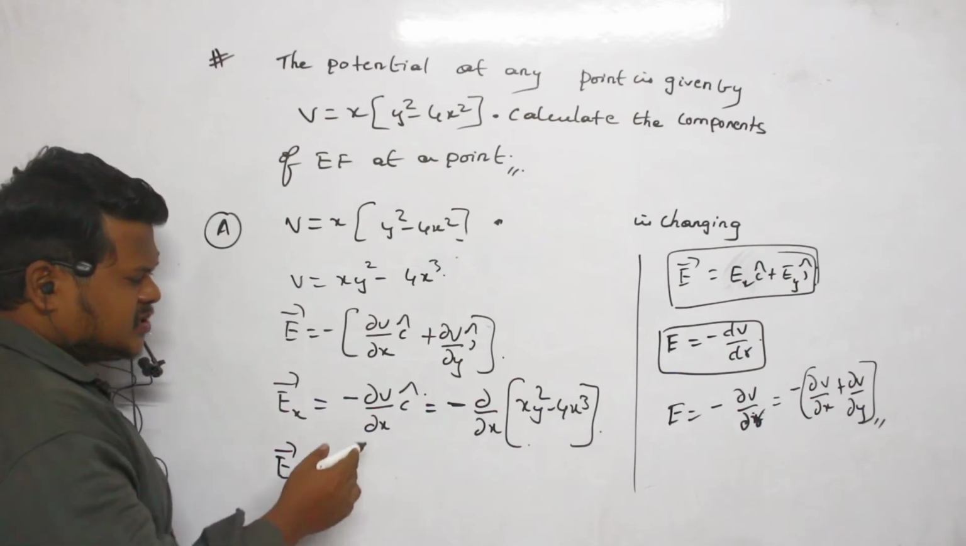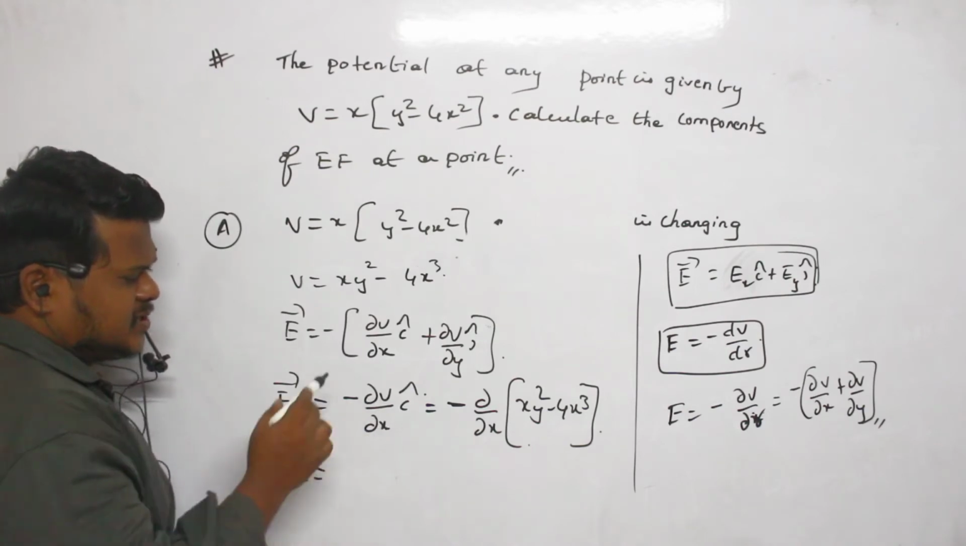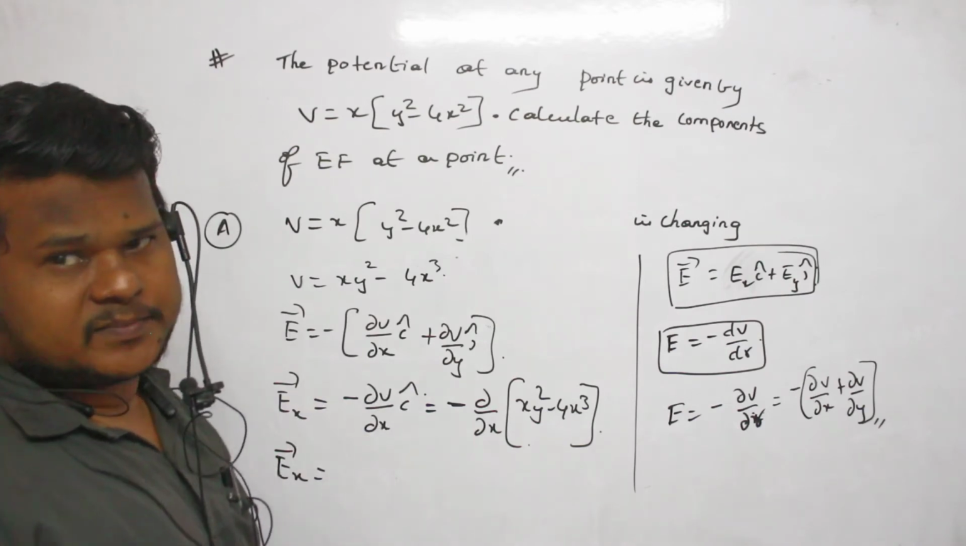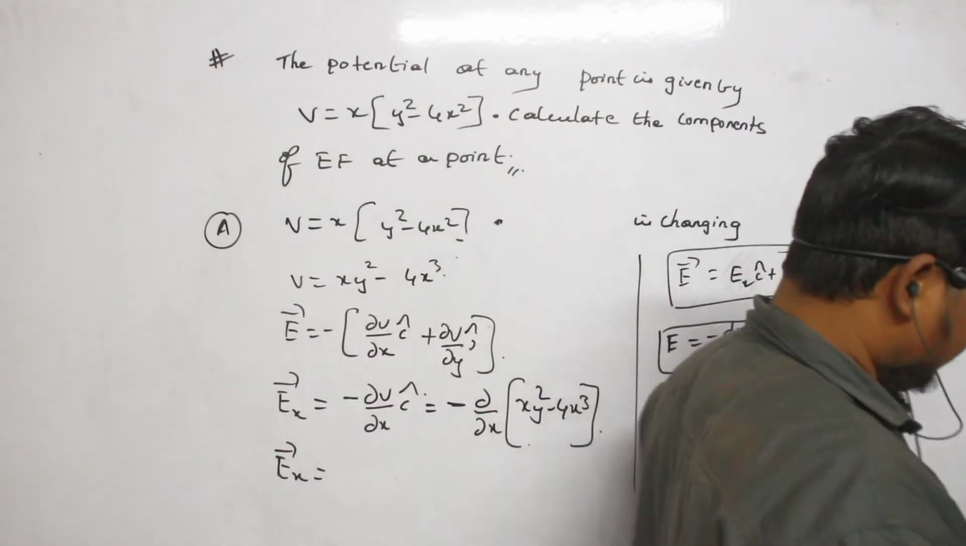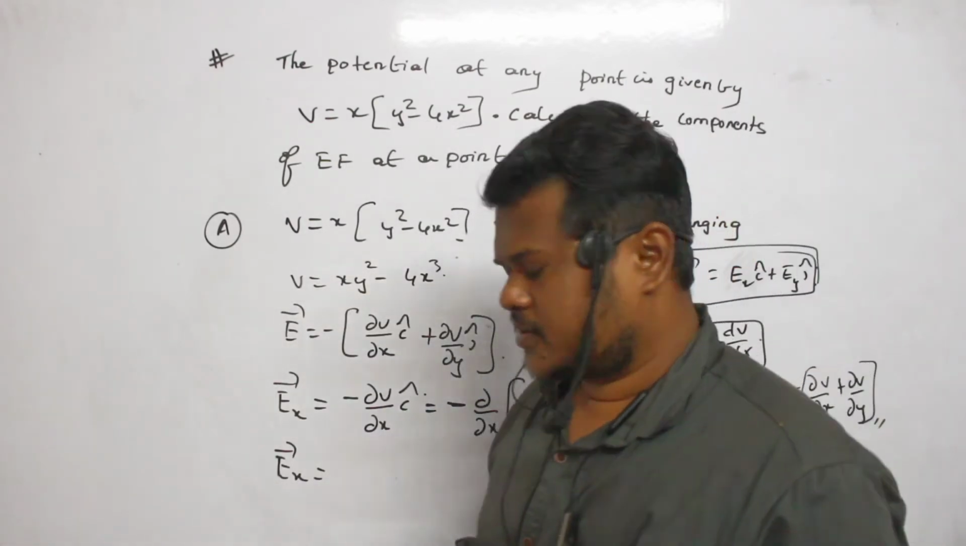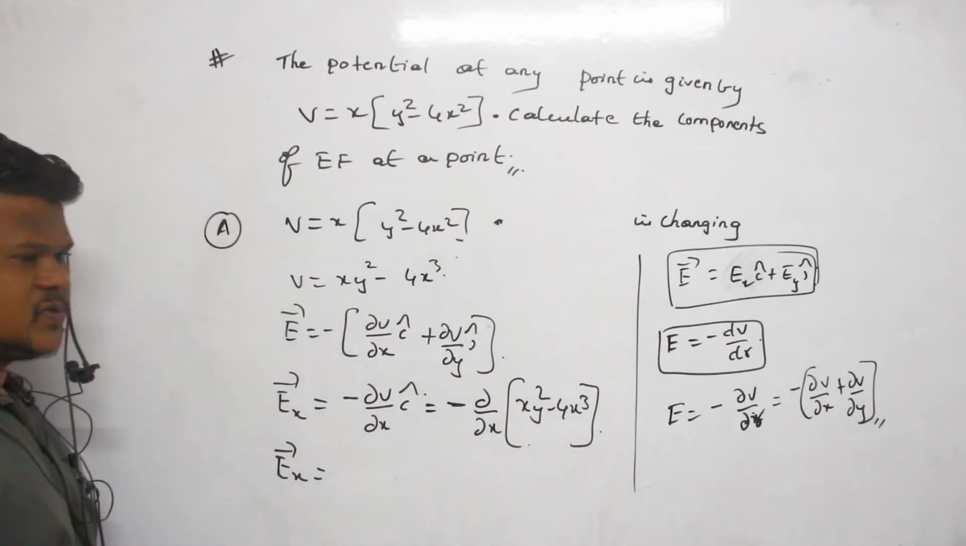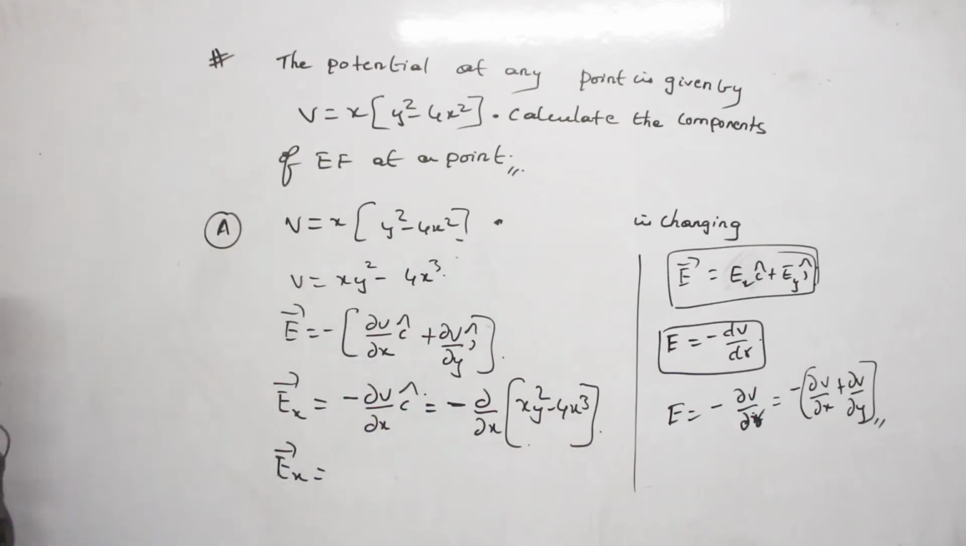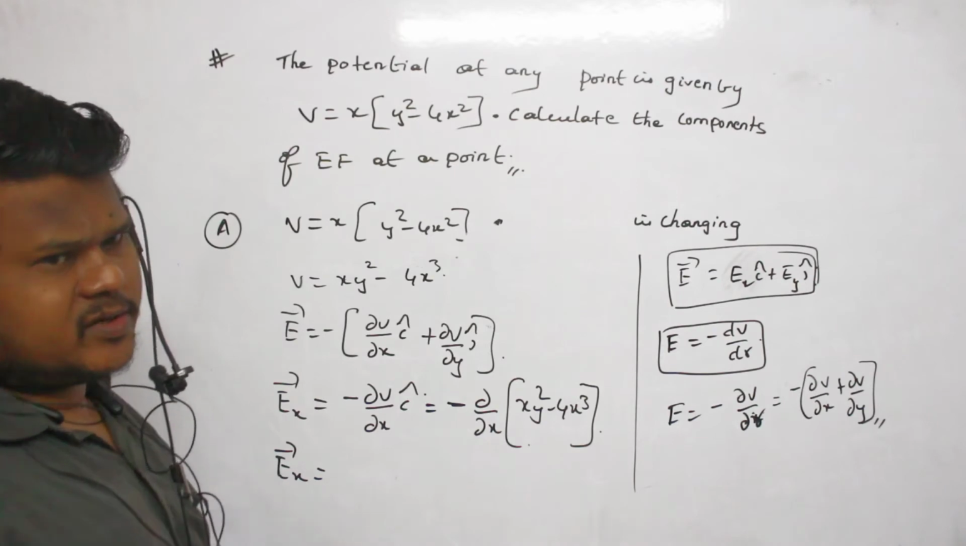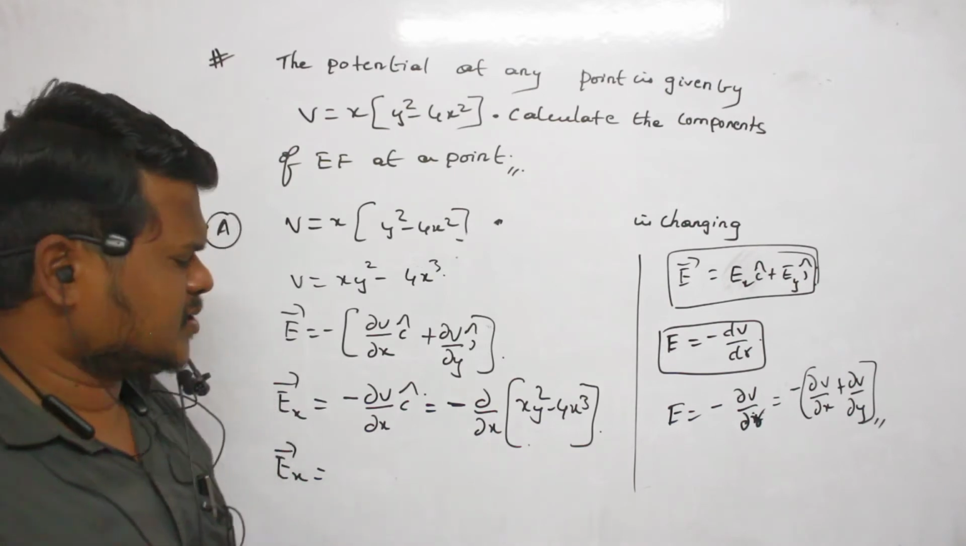Here I am doing the partial differentiation of potential with respect to x. What is the meaning of this? Can you see? It means that in this condition only x is a variable. Only x is a variable, y is a constant. That is the meaning of partial differentiation. Are you able to understand?